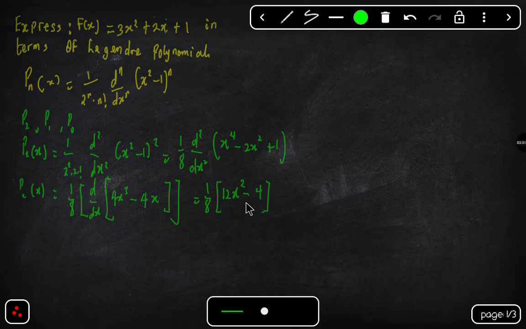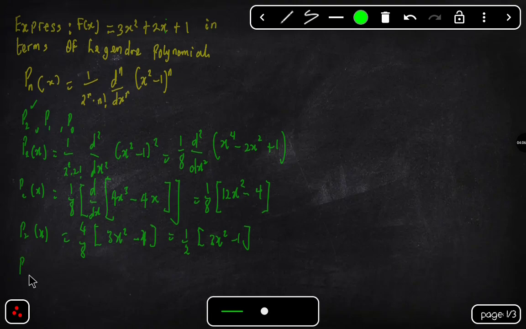Okay, then we can see that 4 is common here, so we can factor out 4. So if we do that, we have p2 of x is equal to 4 over 8, then into bracket 3x squared minus 2, minus 1, we factor out 4. Then this is going to give us 1 over 2, then into 3x squared minus 1. That is beautiful. All right, so that is p2 of x. We are done with that.